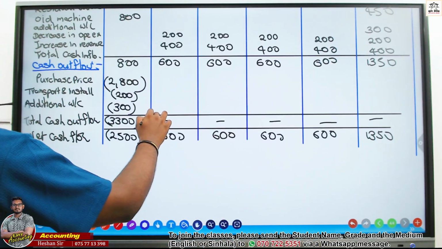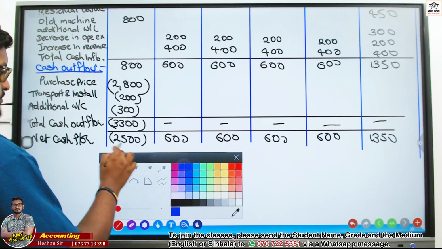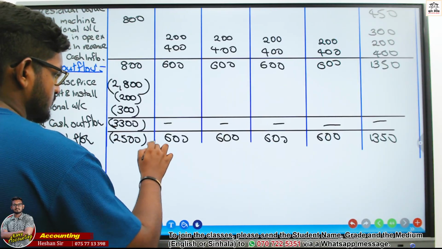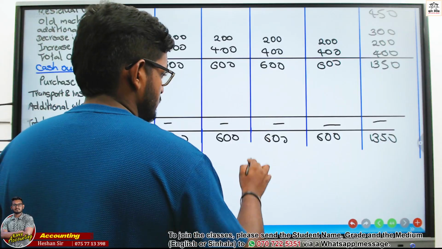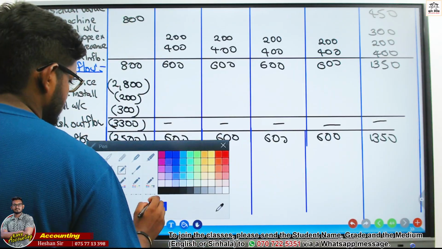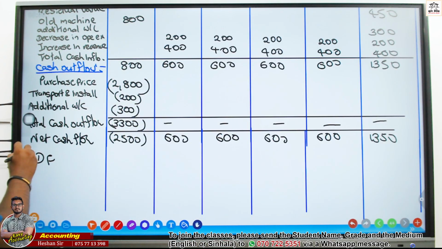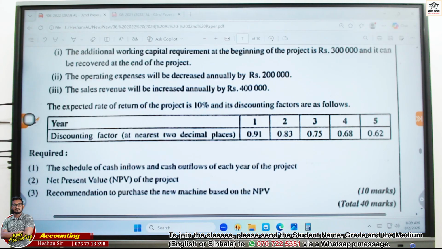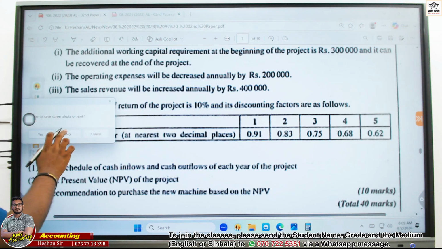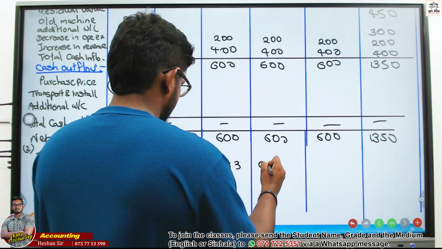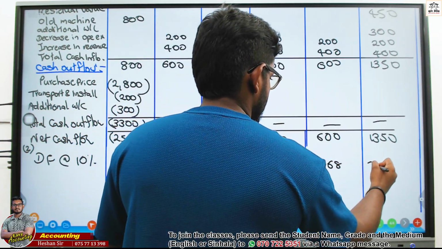Right? So the same thing we can take for the answer for the second one. Discount factor at 10%, right? 1, 0.91, 0.83, 0.75, 0.68, 0.62.